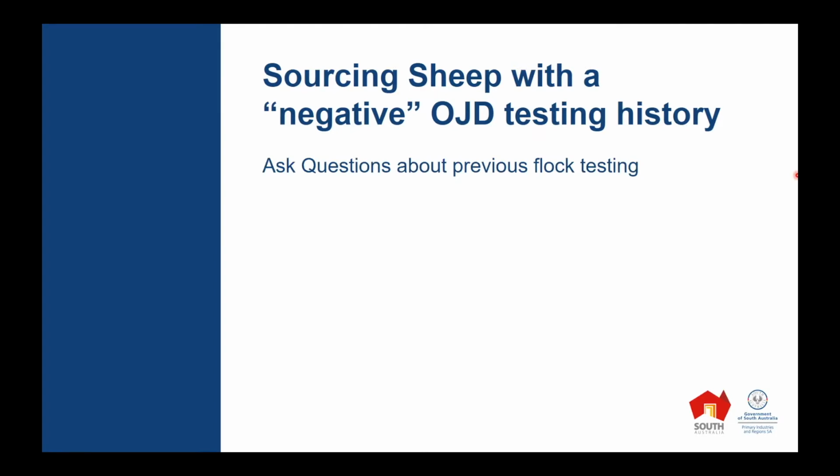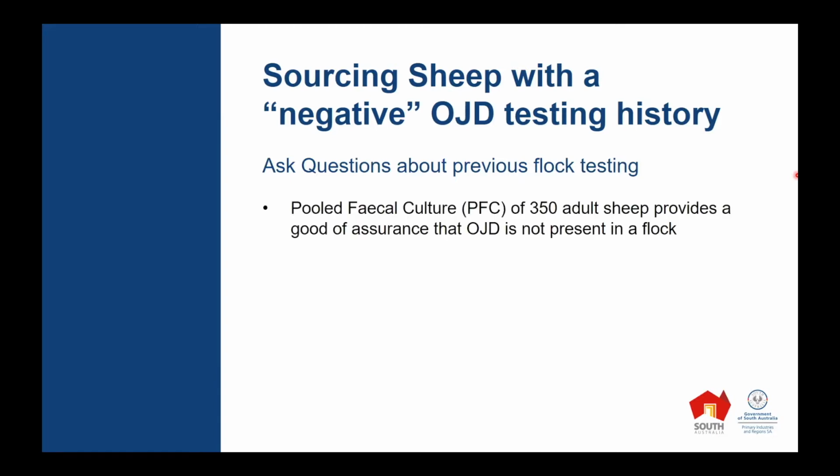Ask questions about previous flock testing if it's not all detailed on the sheep health declaration, and ask about previous positive tests, or how many years worth of tests have occurred, how many abattoir tests have been received. The more negative testing, the greater your assurance that you're not going to inherit an issue.